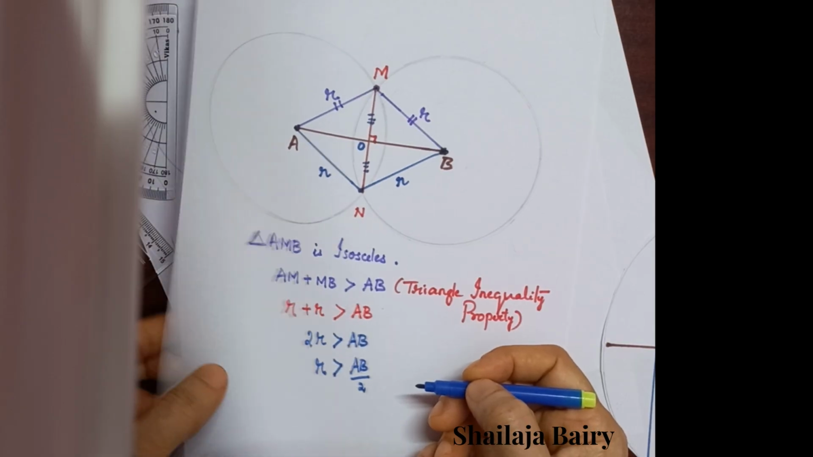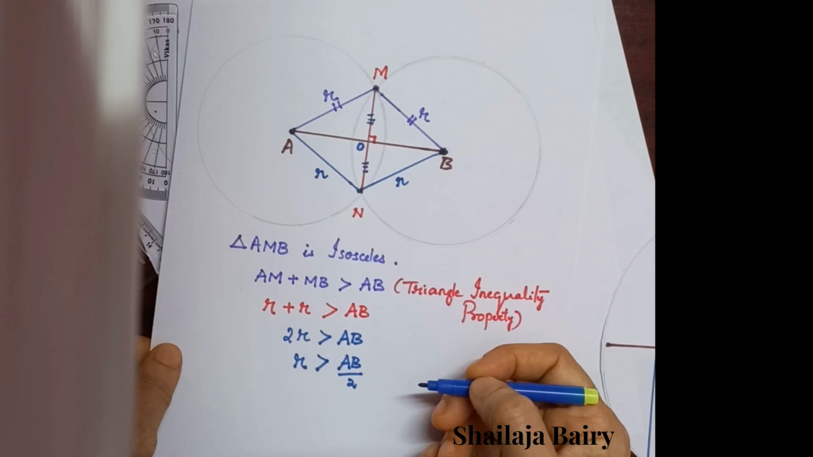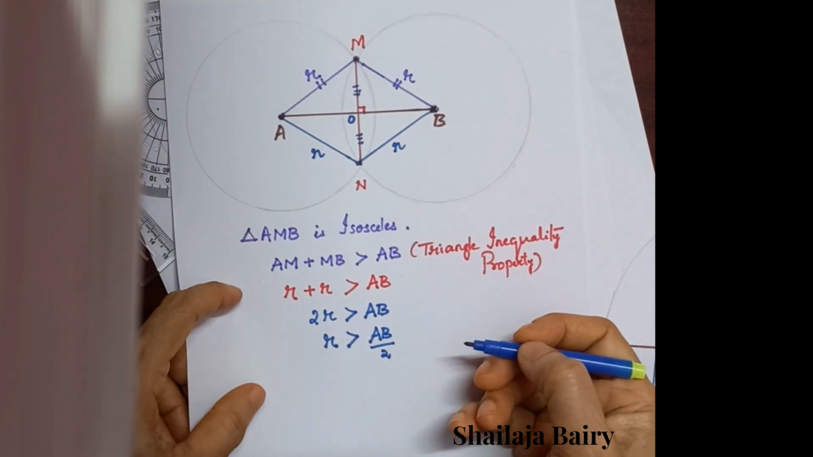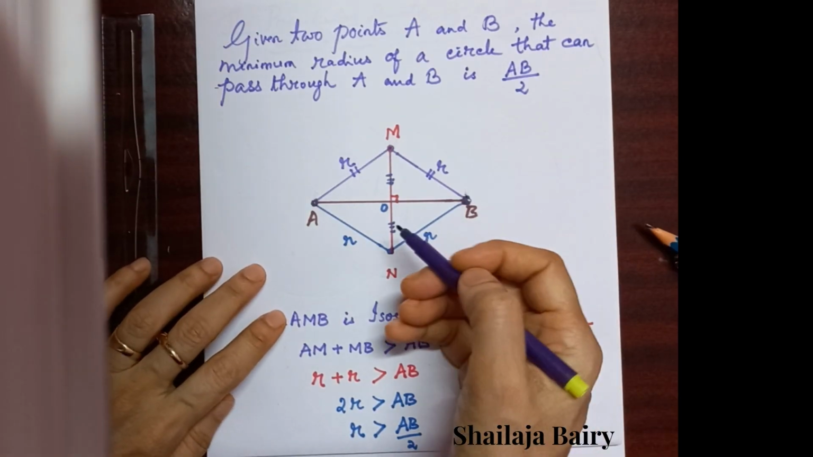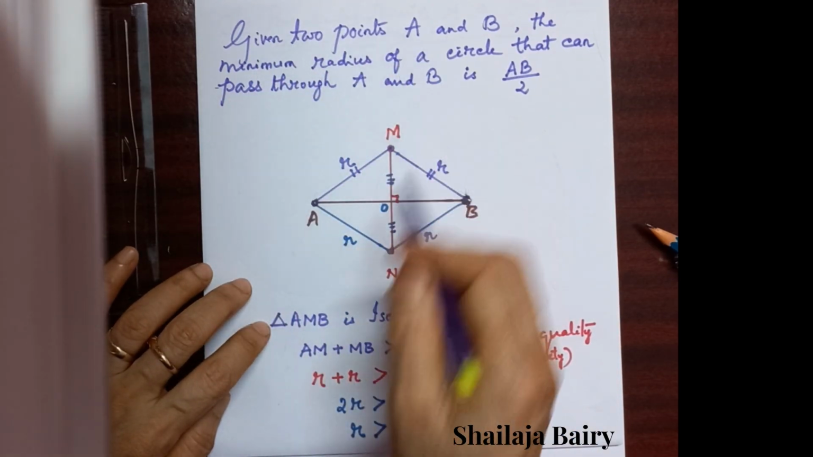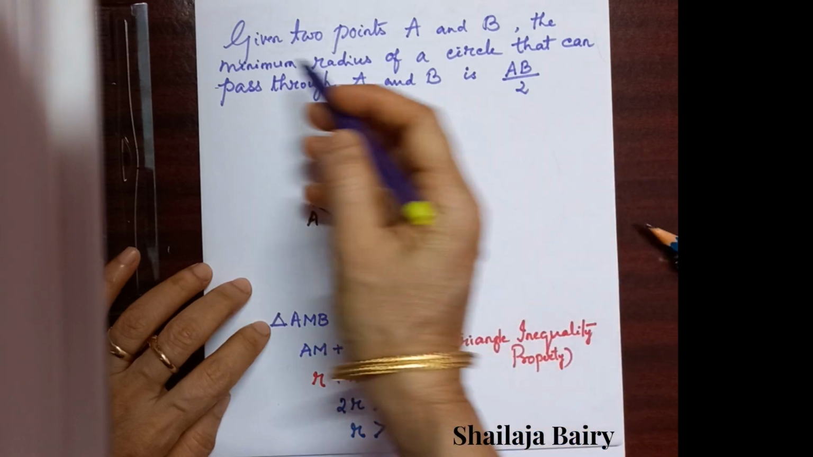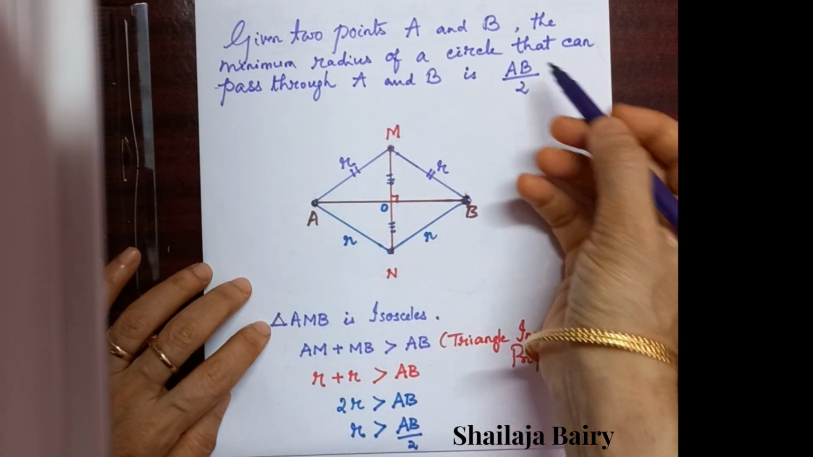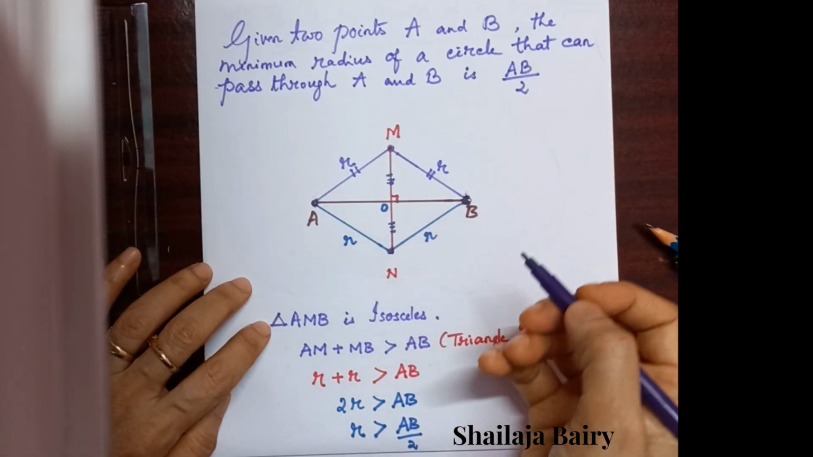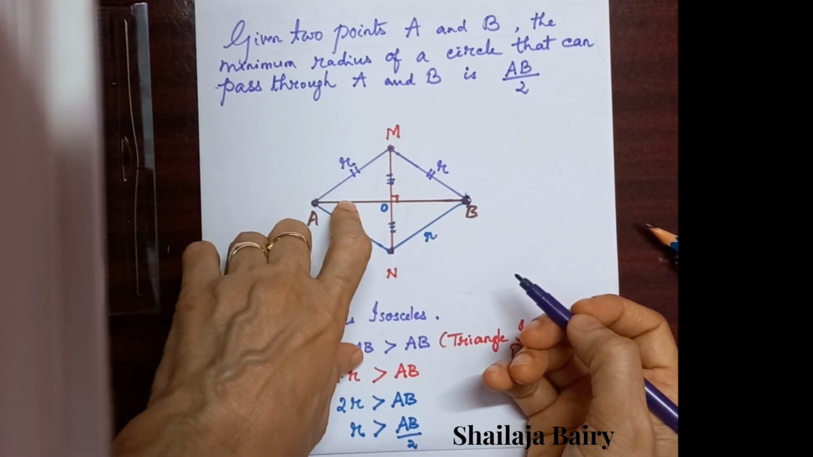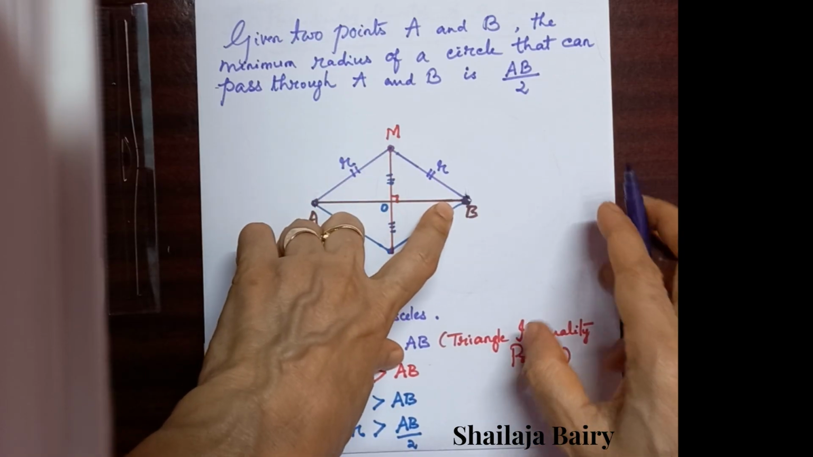And we can learn something more about the properties of circles in the same construction. We need to explore. We can understand one more concept here. Given 2 points A and B, the minimum radius of a circle that can pass through A and B both is AB by 2. So here is the construction which we had just learnt now.